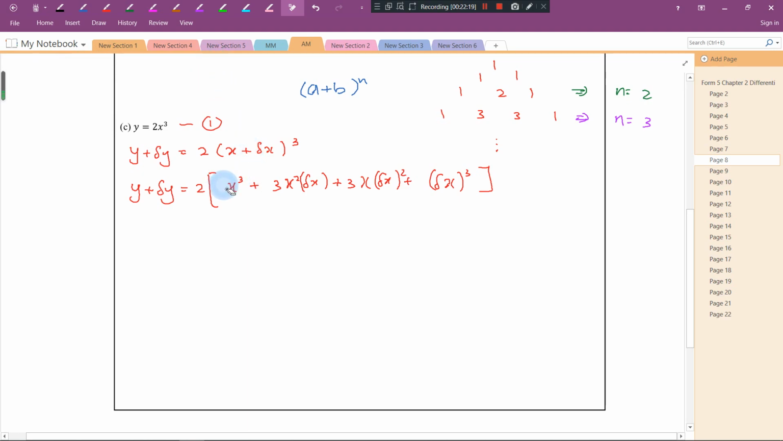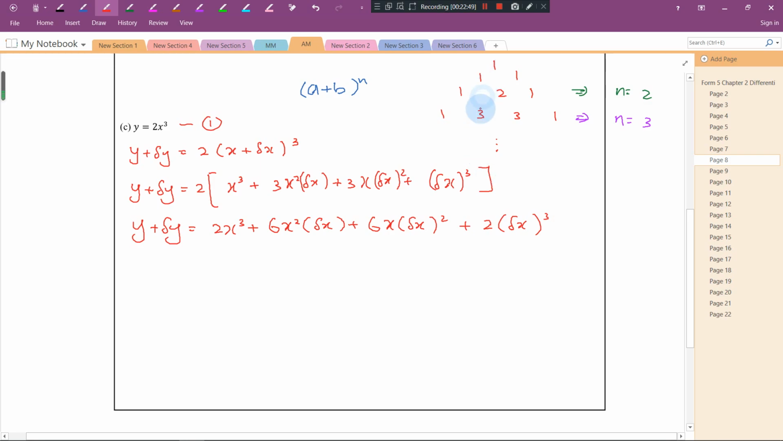Normally when the coefficient of a variable is 1, we do not write it. Okay, now just bring the 2 in. So 2x cubed plus 6x squared delta x plus 6x delta x squared (2 times 3 is 6x), and the last one is 2 delta x cubed.